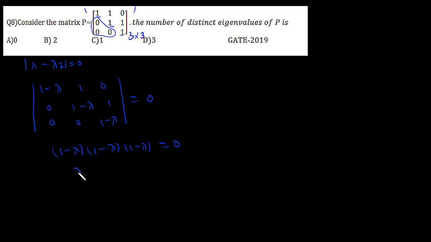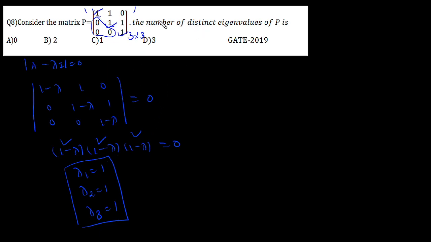So one can say lambda 1 is 1 from the first bracket, and lambda 2 is again 1 from the second bracket, and lambda 3 is again 1 from the third bracket. So now we have found the three eigenvalues, which are nothing but the diagonal elements, this one and this one, because this matrix P is a triangular matrix. A triangular matrix has the property that its eigenvalues are nothing but its diagonal entries.